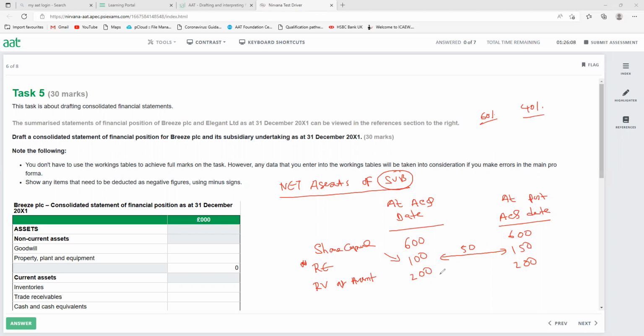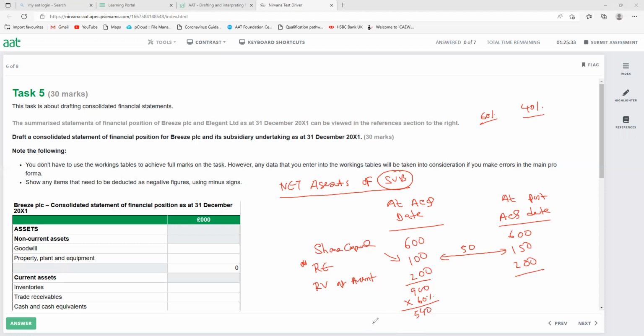All right. So let's try to understand now. We added all of this. So we have 600 plus 100, 700 plus 200, 900. 900 is the total net asset of the subsidiary, and we own 60% of that. So how much is the value of the 60% of the net asset? So let's do that. 900 times 60%, and that will give you 540. 540 is the 60% of the value of the net asset.